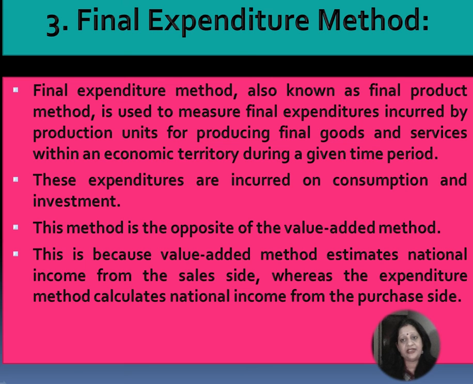The final expenditure method is the third method of calculating the national income of a country. Final expenditure method is also known as final product method, used to measure the final expenditure incurred by income units for producing final goods and services within an economic territory during a given period of time. So here you can see the very nice thing in calculating the national income of the country.